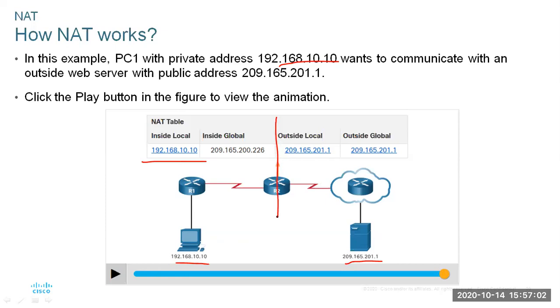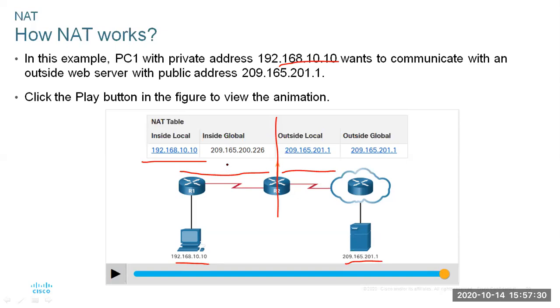Within the router here, you see this side goes to the public, this side goes to private. So it wants to communicate with an outside server with a public address of this 201. So this is where this guy wants to go to.